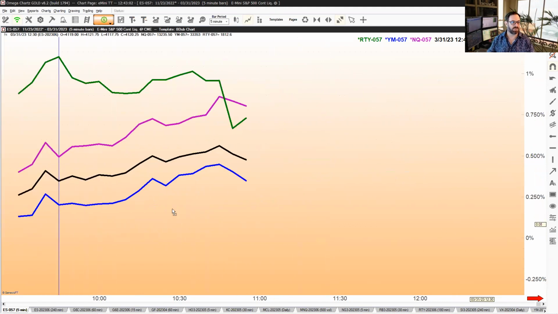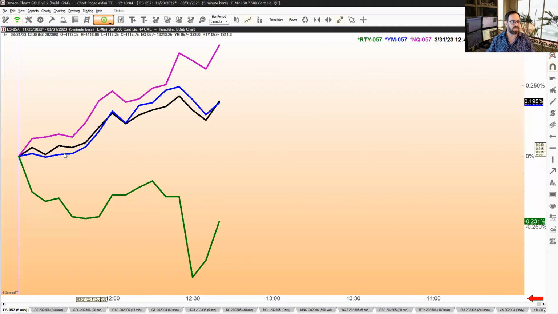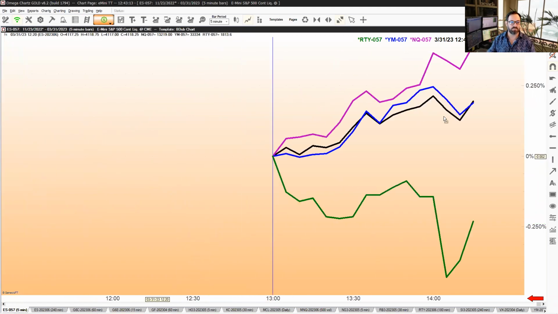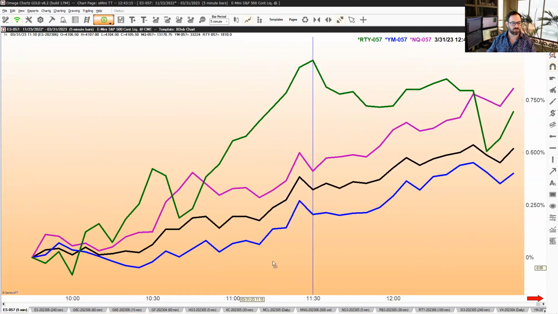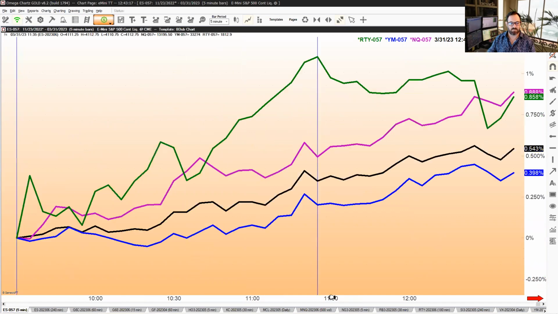I can even look from the highs here. You can actually see from that high today, the Russell's actually dropped the most. So they are kind of rotating a little bit, but overall, I'd still probably look right now to see where the Dow might bottom out.